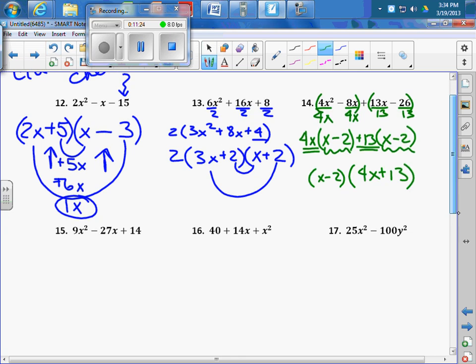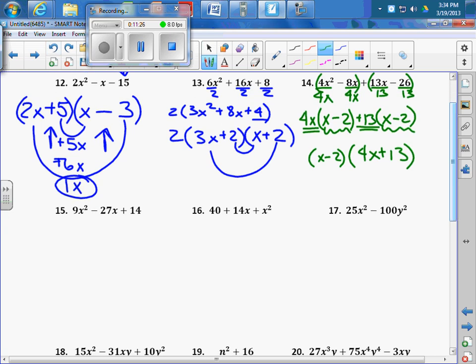Number 15, 9x squared minus 27x plus 14. I'm looking for a GCF, and I don't have one. So don't just think it's prime because you're going to give up on it. Break that 9x squared up. Try 3x times 3x. See what happens.